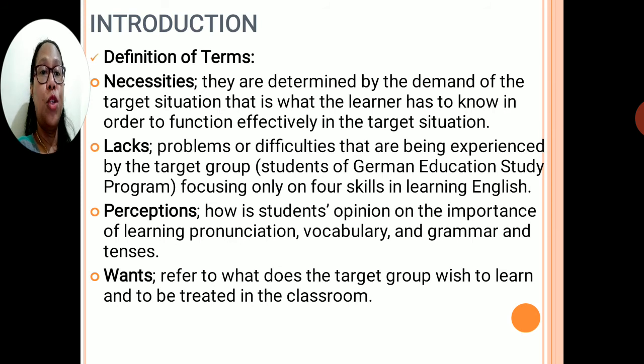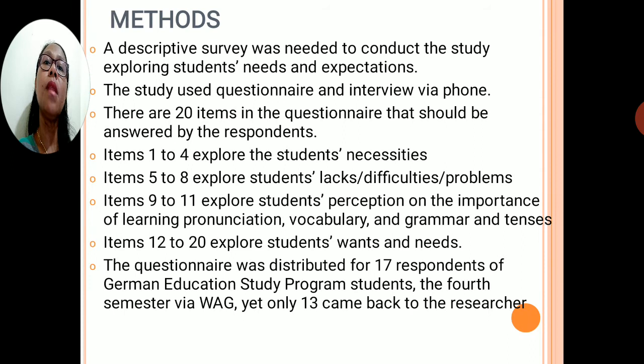And the third, perception here refers to the students' opinion on the importance of learning pronunciation, vocabulary, and grammar and tenses. And the last one here refers to what the target group wishes to learn and to be treated in the classroom. So let's talk about my method in conducting this study.